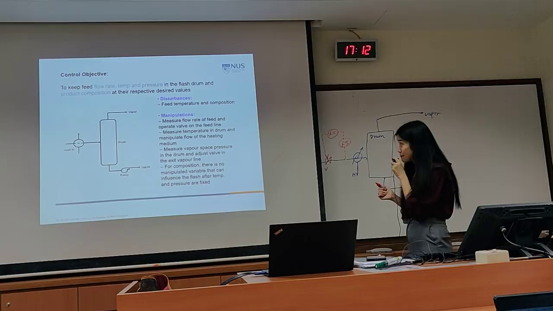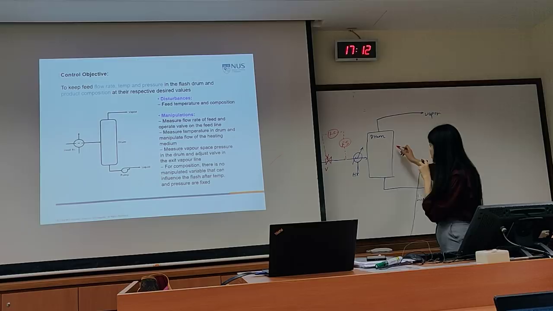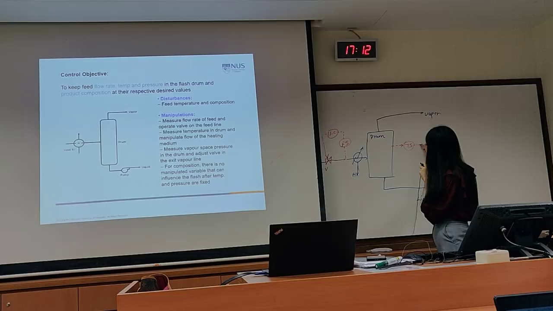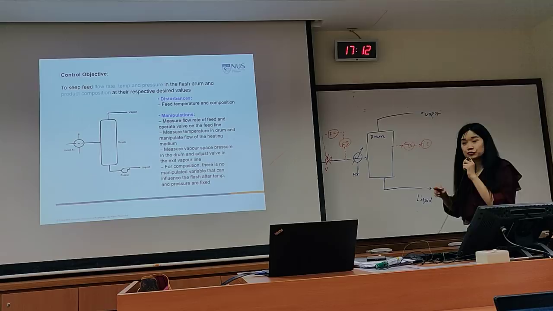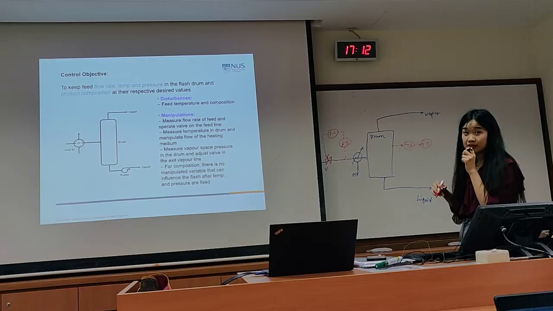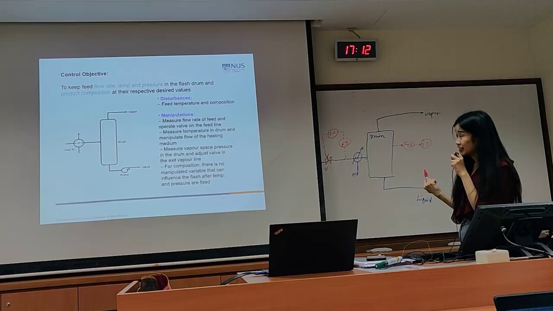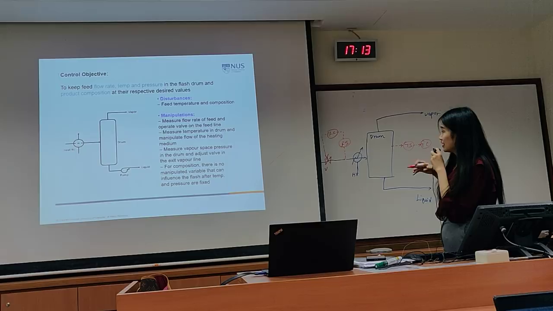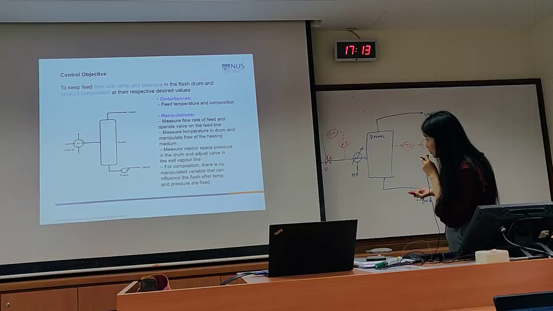But for the temperature, it's also easy to measure. Because we want to control temperature in the drum, we can directly measure it with the temperature sensor and send the signal to the temperature controller. And what do you control? What do you change to guarantee the temperature to be the desired value? You can normally change the heating flow rate, because here we have this heat exchanger, so the temperature can be changed by manipulating the flow of the heating medium.